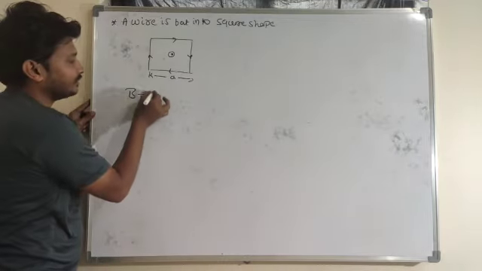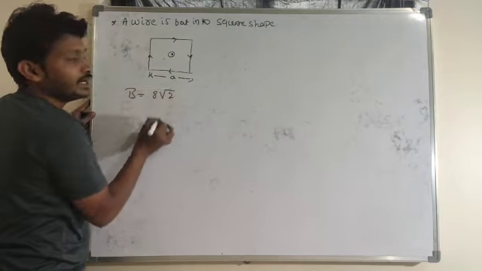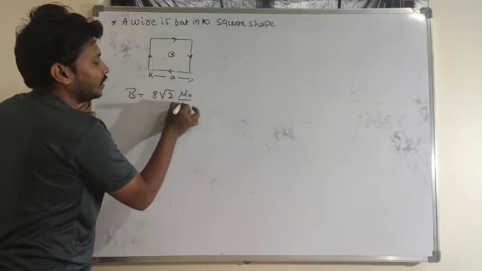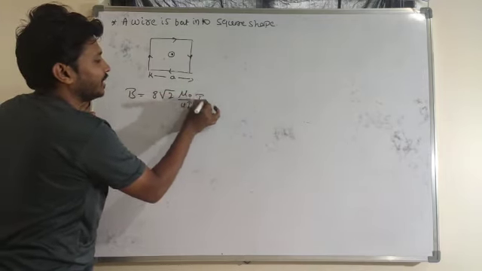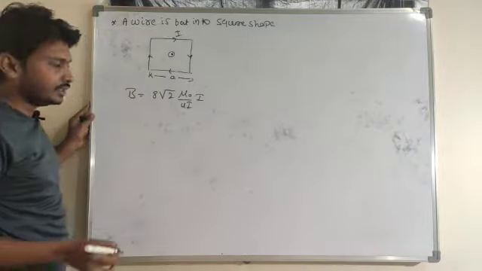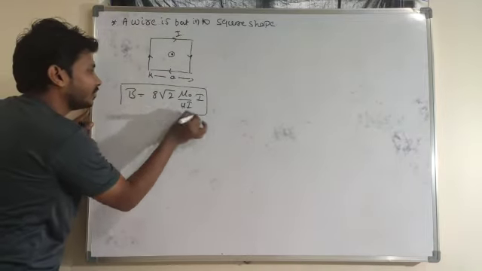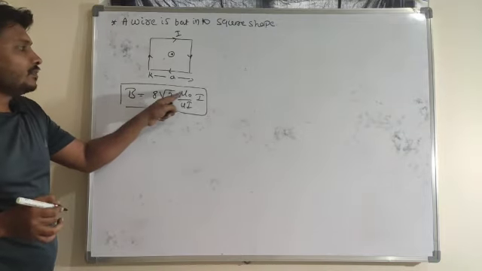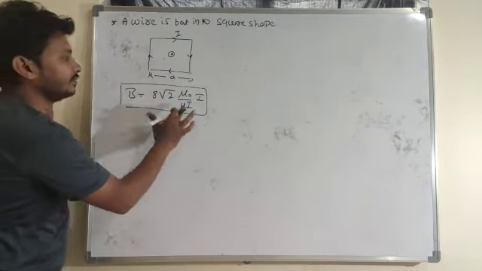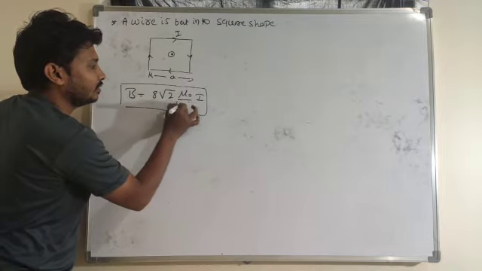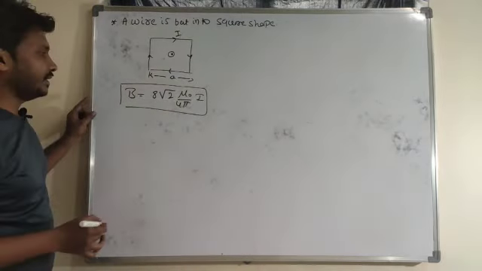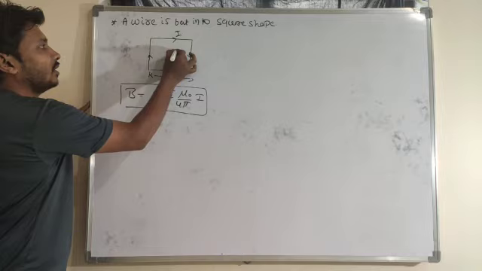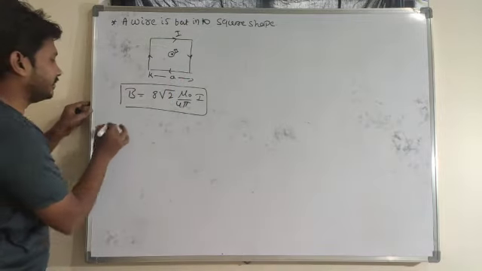The magnetic field at the center of the square is B is equal to 8 into root 2 mu naught by 4 pi into I, where I amount of current is flowing in the wire. So B is equal to 8 into root 2 into mu naught by 4 pi into I. This is the required formula to get the magnetic field at the center of the square.